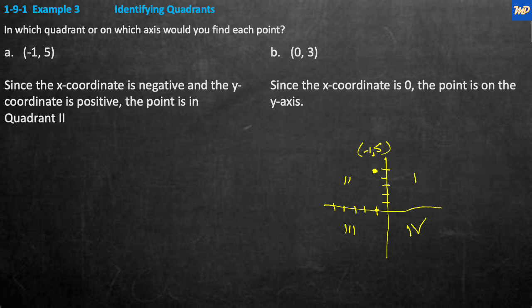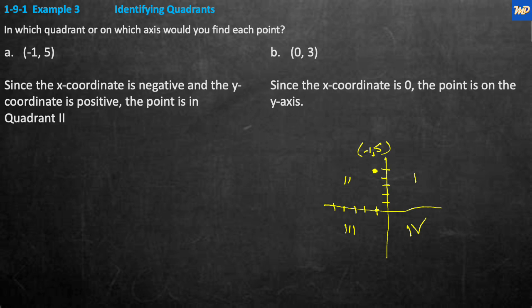Which quadrant is it in? Well, it's not in the first quadrant, it's in the second quadrant. Anytime x is negative, it's either in 2 or 3. And then depending on what y is, if it's positive, it's 2, and if it's negative, it's 3. So anytime both are positive, it's quadrant 1. Anytime they're both negative, it's quadrant 3. Okay? And anytime x is positive and y is negative, it's quadrant 4.